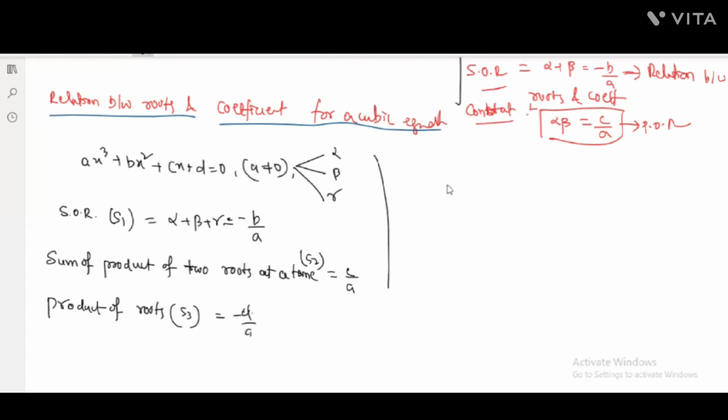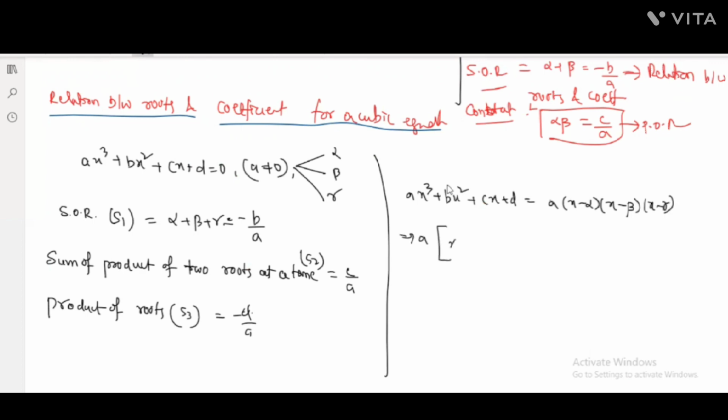Here also the proof you will get in the same way: a into x cube plus b into x square plus cx plus d can be written as a times x minus alpha into x minus beta into x minus gamma.